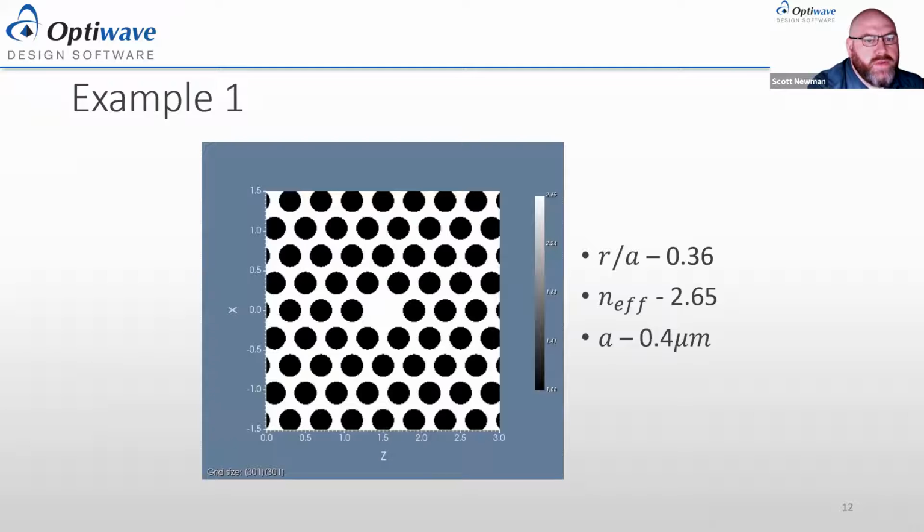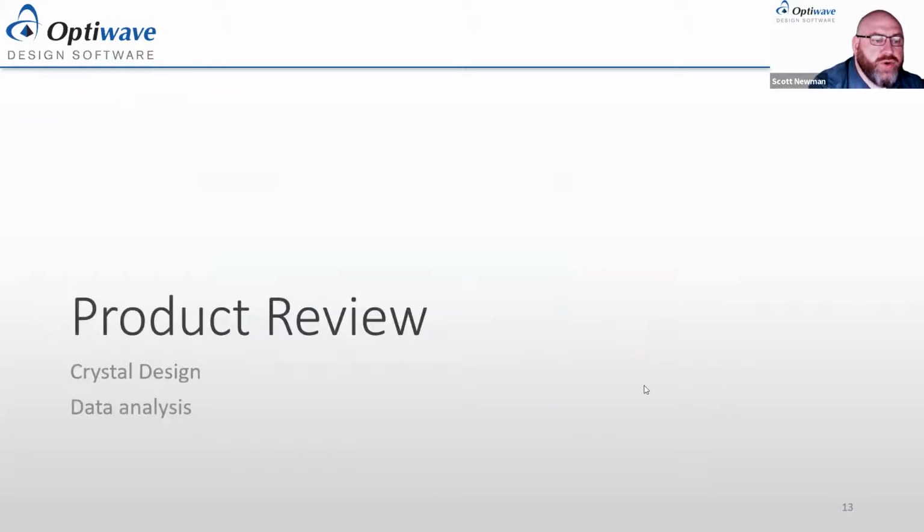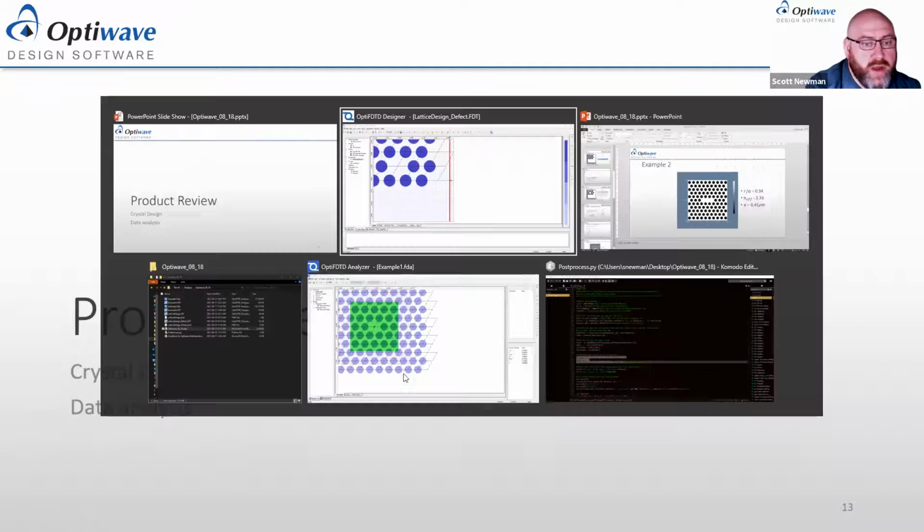So the first example we have here is the one I've already mentioned, with the R over A of 0.36, A of 0.4 microns, and the refractive index at 2.65. We already have the defect. This is a single defect, so one hole has been removed. And now I'm going to show you the design of this crystal within the product.